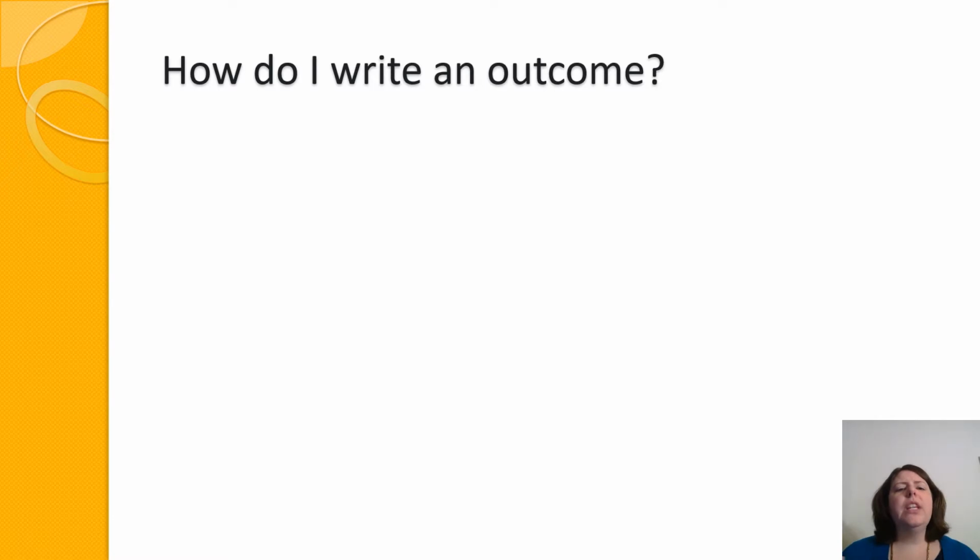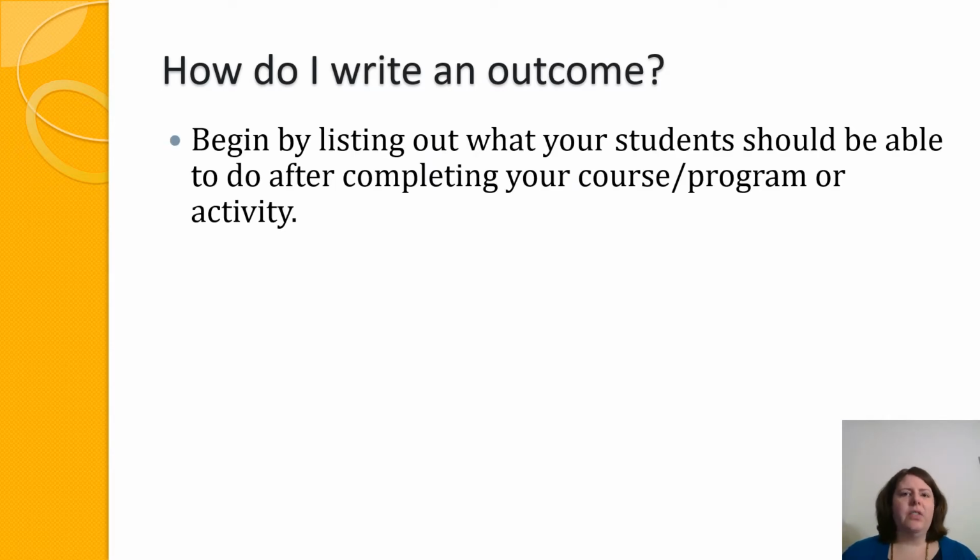First of all, how do we even write an outcome? If you're brand new at this, it can seem very difficult. And after you've practiced a while, outcome writing gets easier and easier. But the best place I find to start, especially if you don't know where to begin, is to just create a list of what you expect your students to be able to do after they've completed your course or program or whatever activity you're looking at.